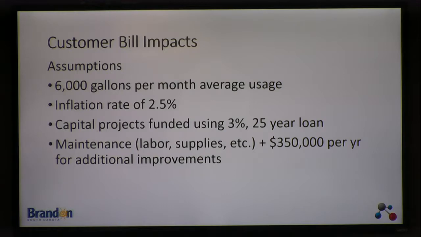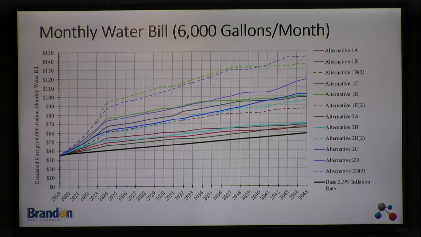So if you compare these alternatives against each other, this was our estimated impact on the monthly water bill for these improvements over the next 25 years. This black line is inflation. So if you simply adjusted your water rate to account for inflation, estimating inflation to be 2.5%, who knows what that'll be, this is how the water bill would rise.